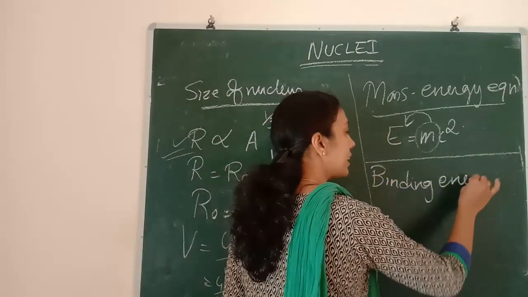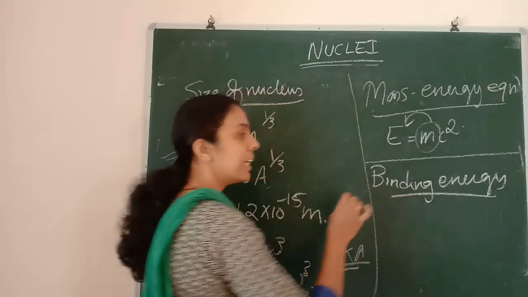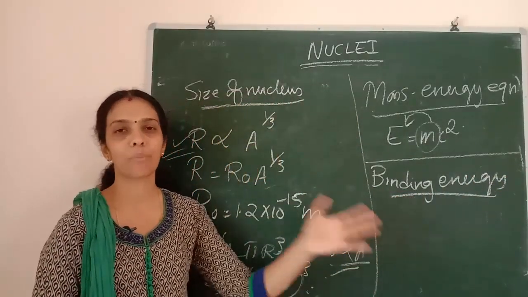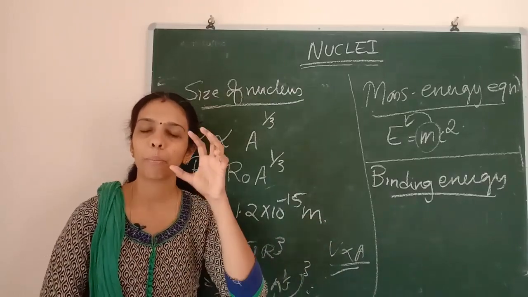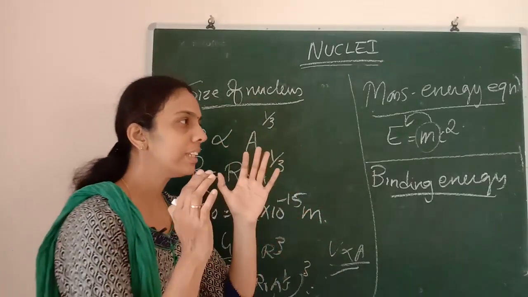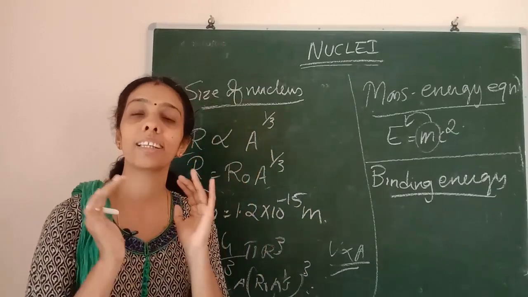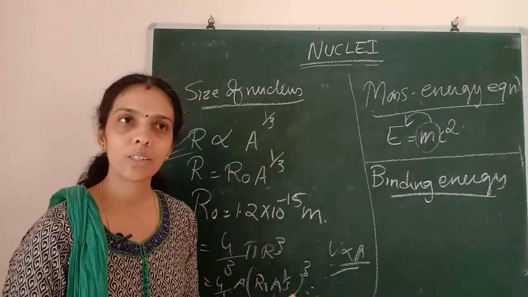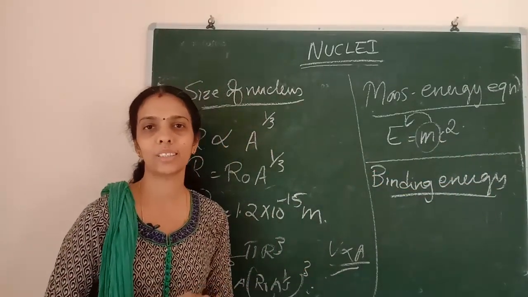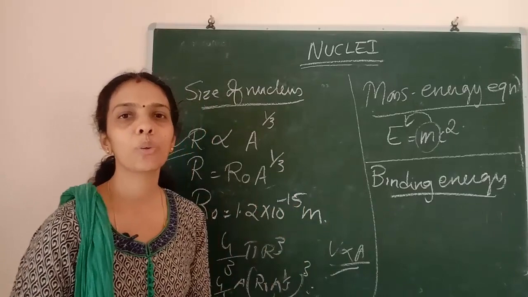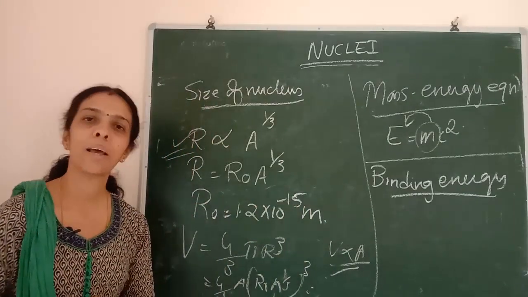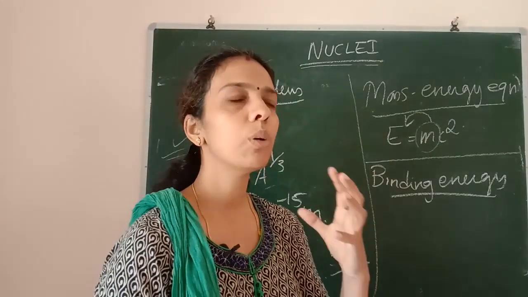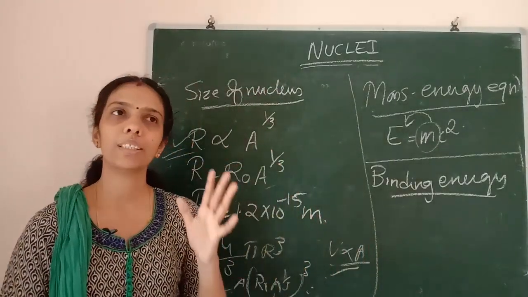If a nucleon needs to come out from the nucleus, it should be given that much energy to come out. So the minimum energy required to hold the nucleons inside the nucleus is called binding energy. These nucleons are bound to the nucleus with this much energy. So how will we find this binding energy?